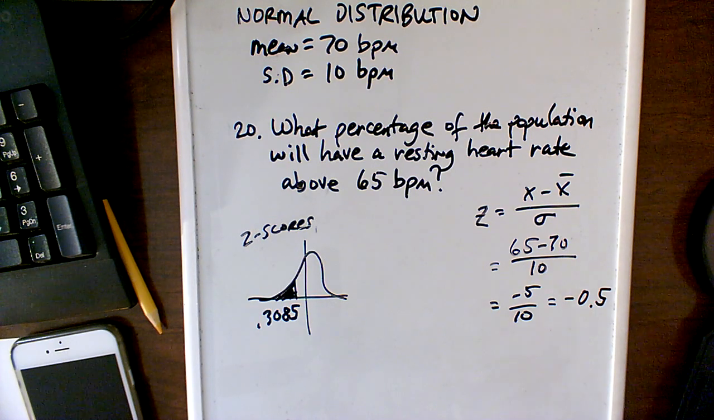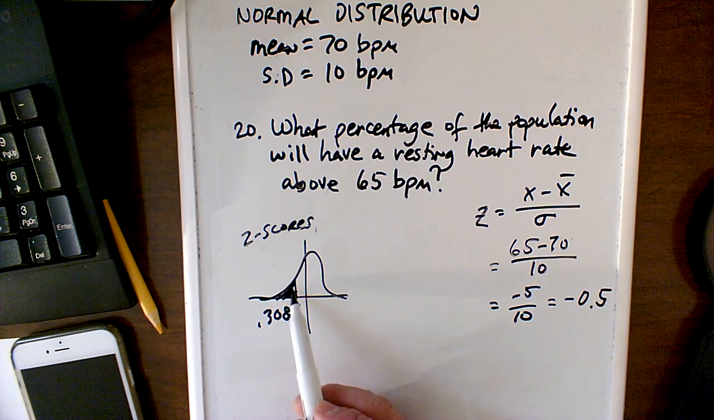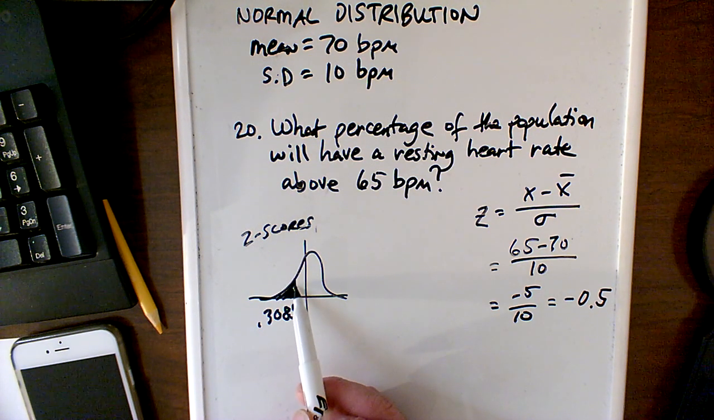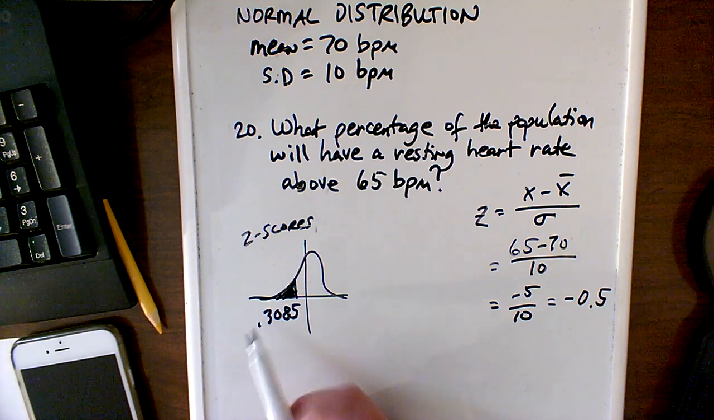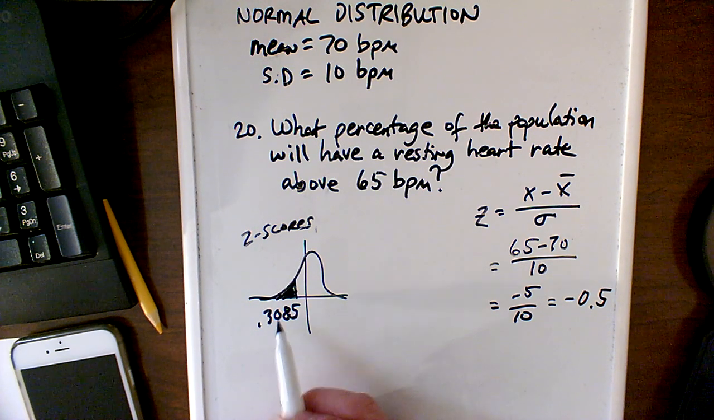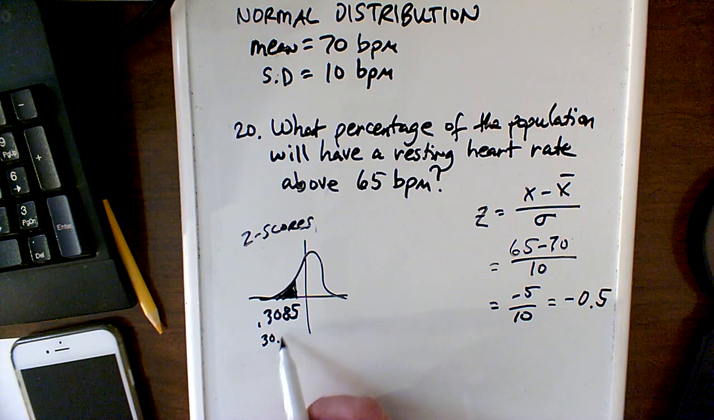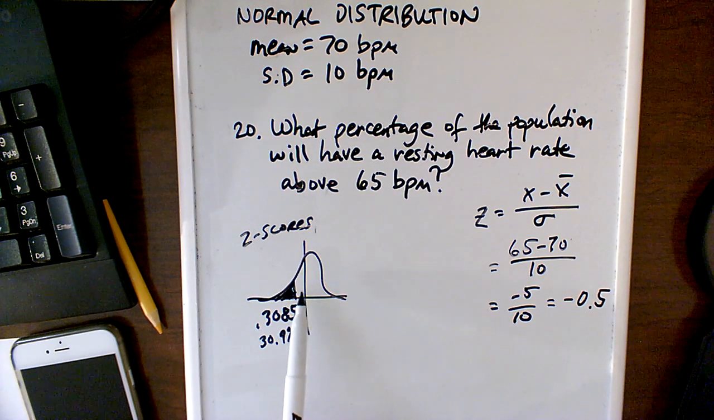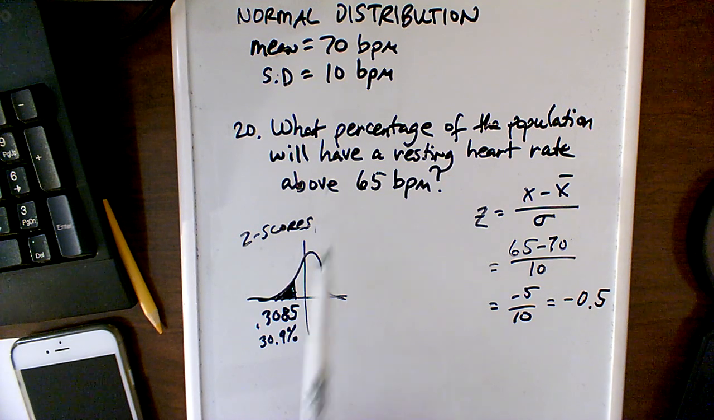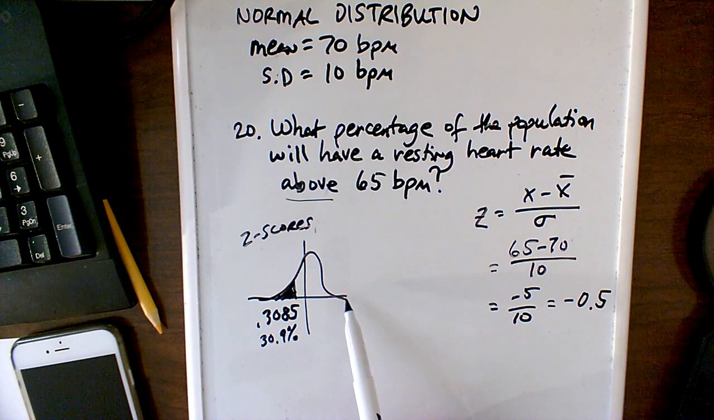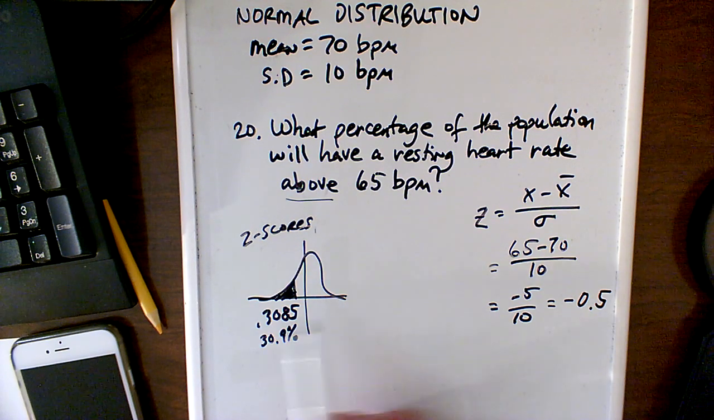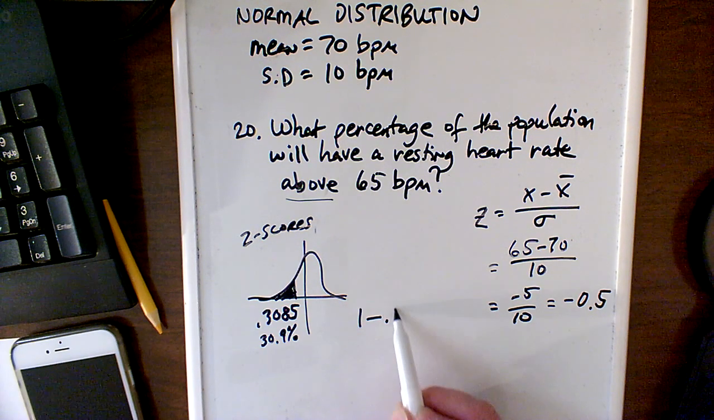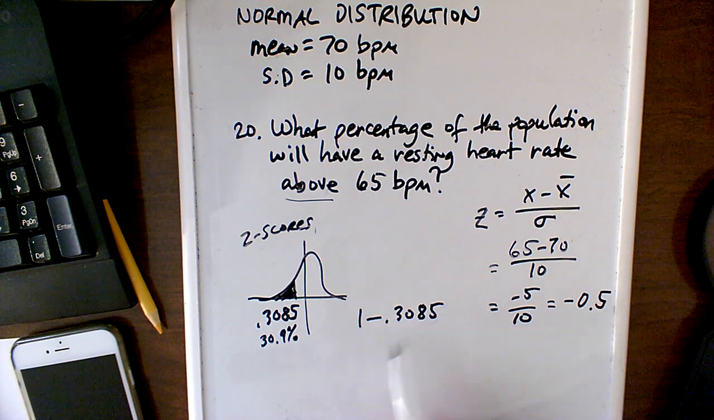So 0.3085, that says that this shaded area, or the area to the left of this, is about 30.9%. That means 30.9% of the people will have a resting heart rate below 65. But we want above, so what we do, then the total percentage is 100% or 1, then we do 1 minus 0.3085.